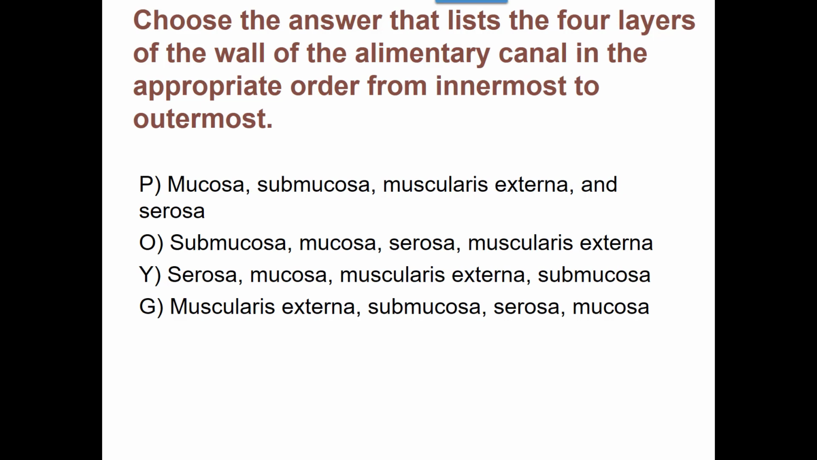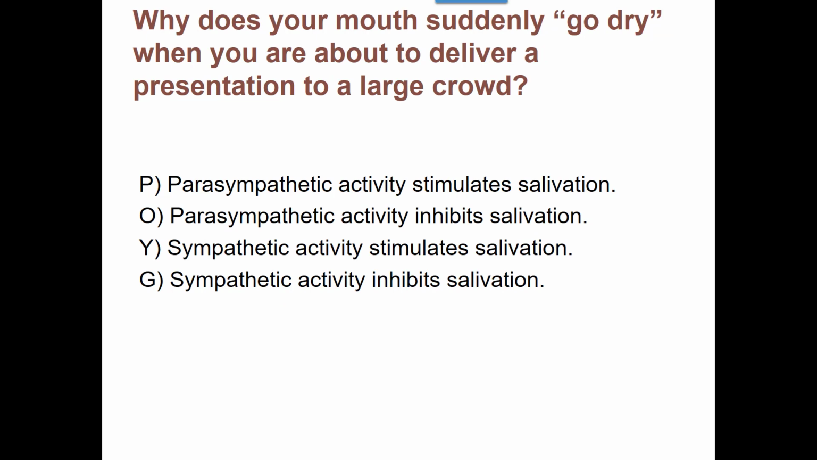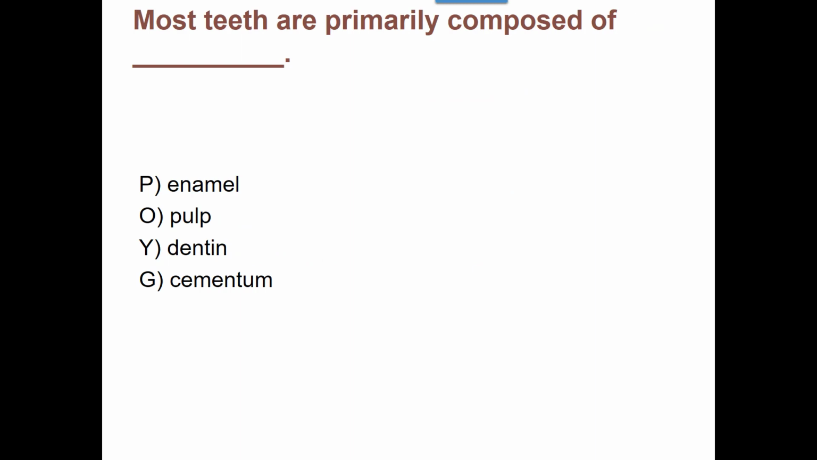Why does your mouth suddenly go dry when you're about to deliver a presentation to a large crowd? Well, that's your sympathetic nervous system, when you're under stress, that inhibits salivation. And most teeth are primarily composed of dentin. On the picture, that's that blue bone-like structure that really does make up the majority of the tooth. The enamel is just a tiny little bit on the outside, and it's only found in the crown region. And that's the end of the introduction.